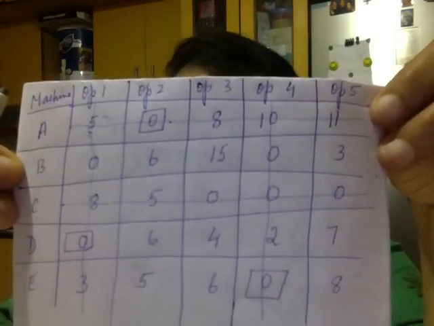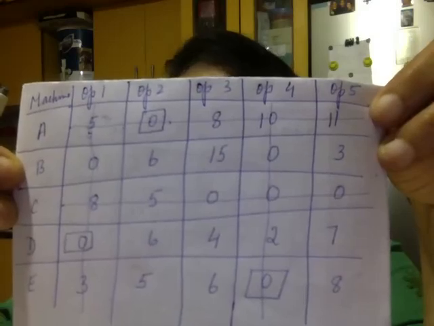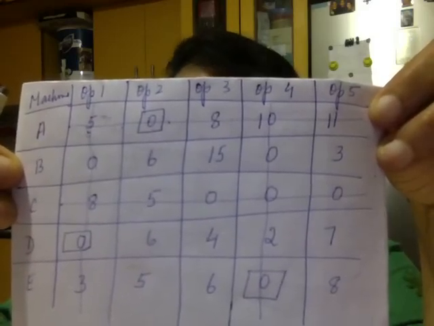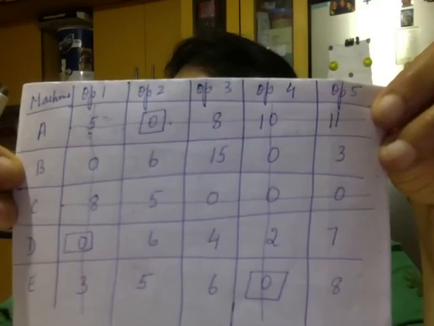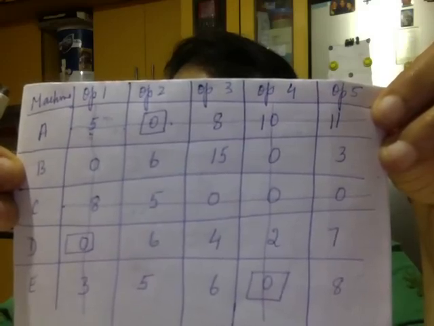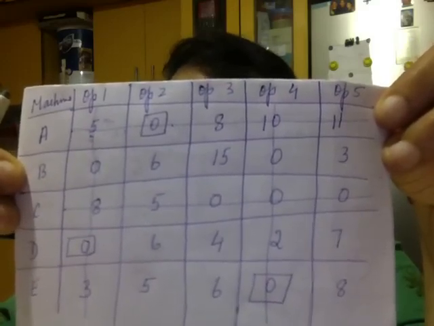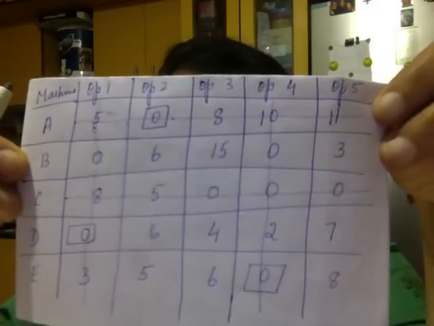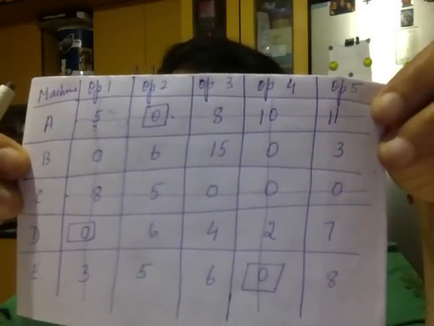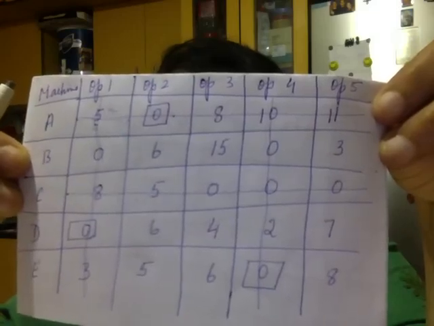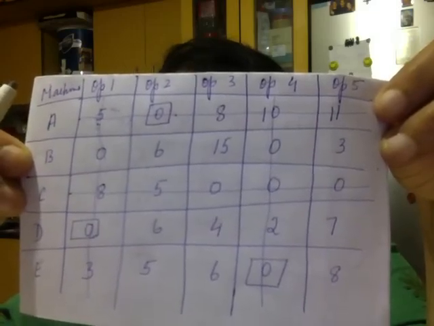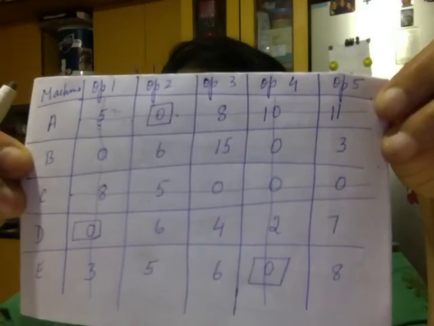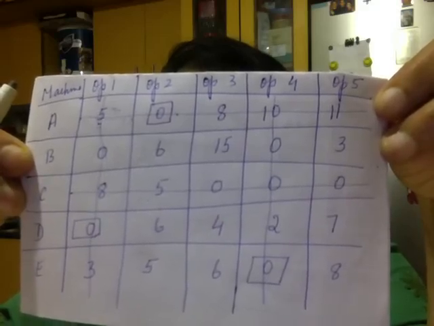In the first row, 5 is an intersection point, so you have to add 3 to it. 5 becomes 8. 0 is a covered value, it remains like that. 8 is a covered value, it remains 8. 10 is an intersection point, it becomes 10 plus 3, 13. 11 is a covered value. It remains the same.